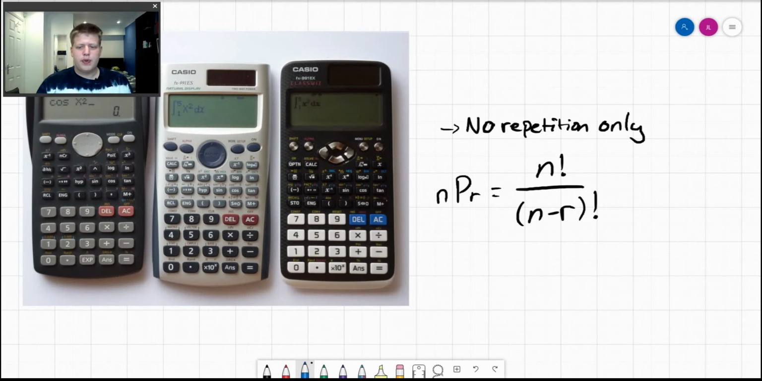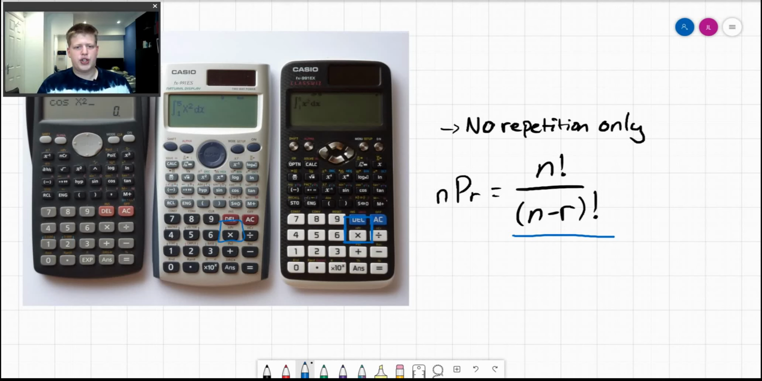Luckily for you, you won't really need to input this scary formula into your calculator, because there is a button for doing no repetition permutations. And that button is just above the times sign in both of the calculators, regardless of which one you have.